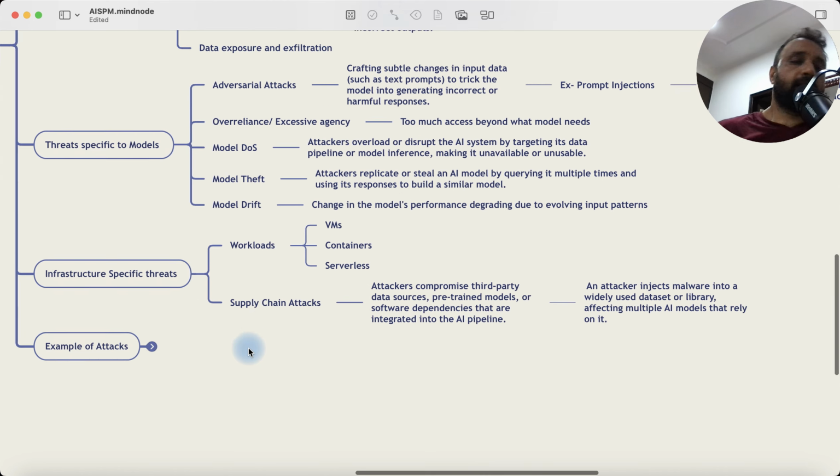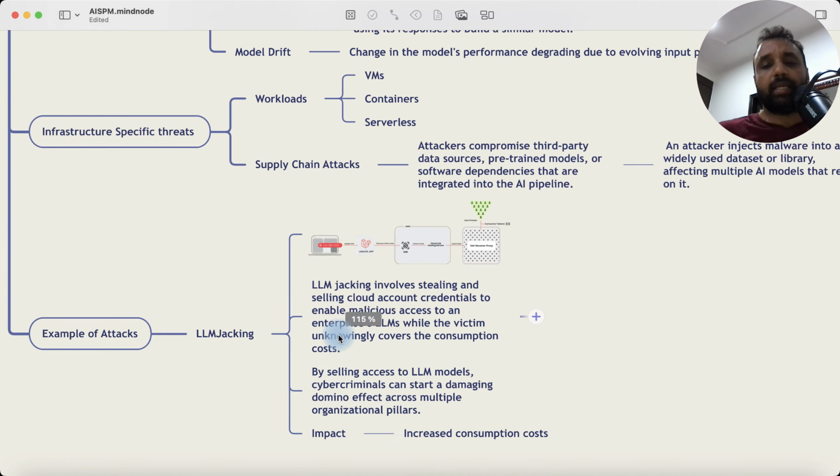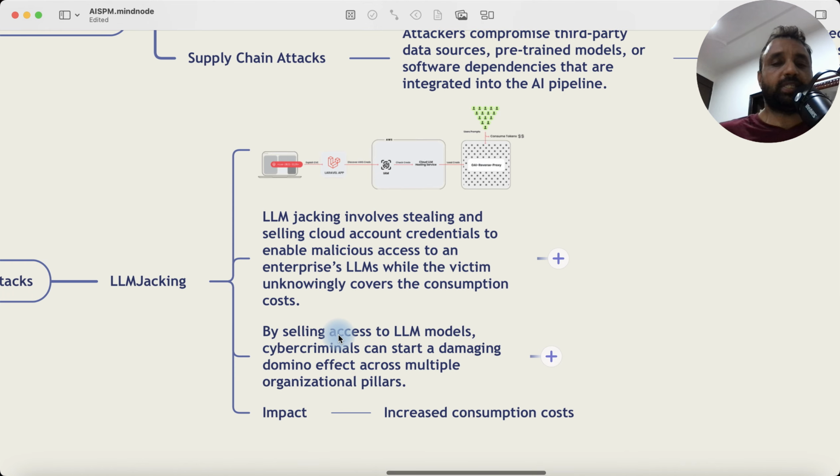Okay, now let's take an example of an attack. This is an attack called LLM jacking. LLM jacking essentially involves stealing and selling cloud account credentials to enable malicious access to the enterprise LLMs, while the victim unknowingly covers the consumption costs.